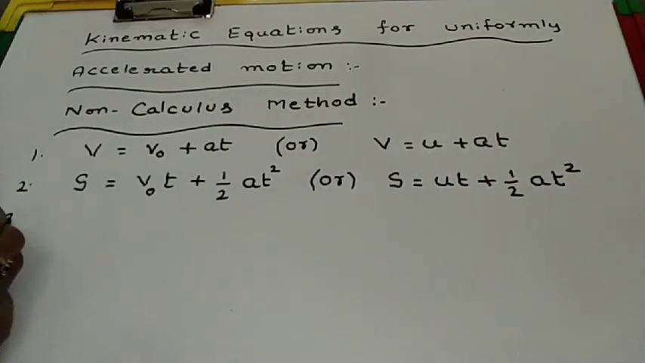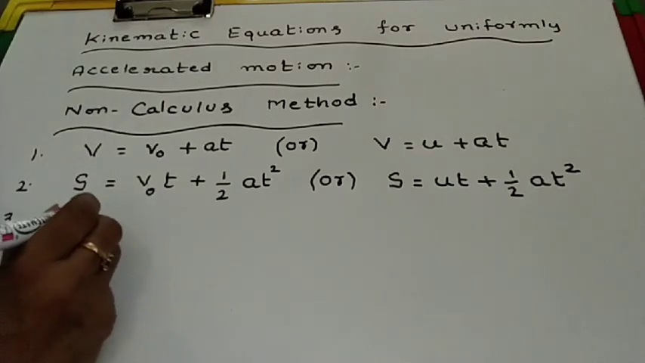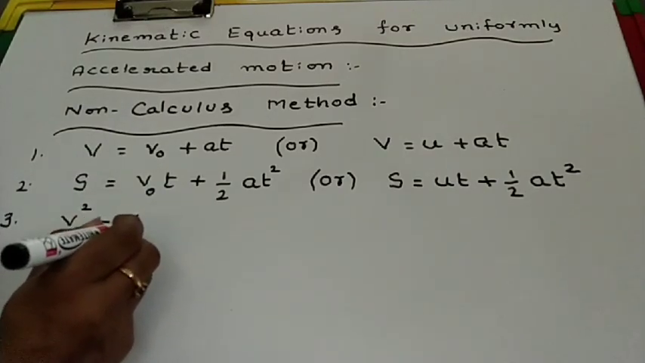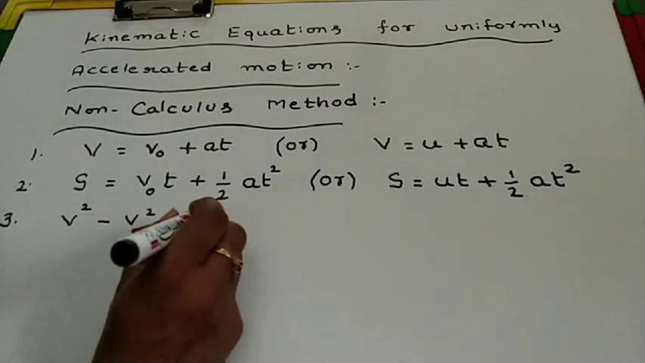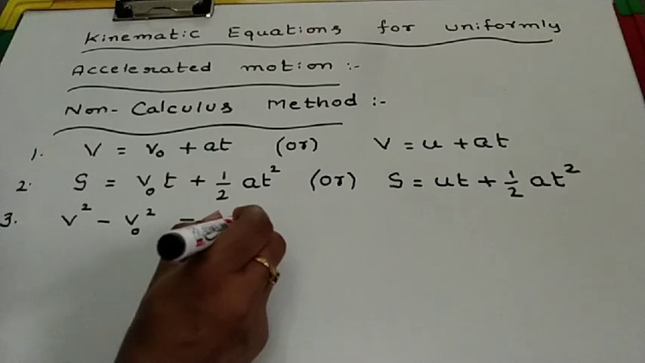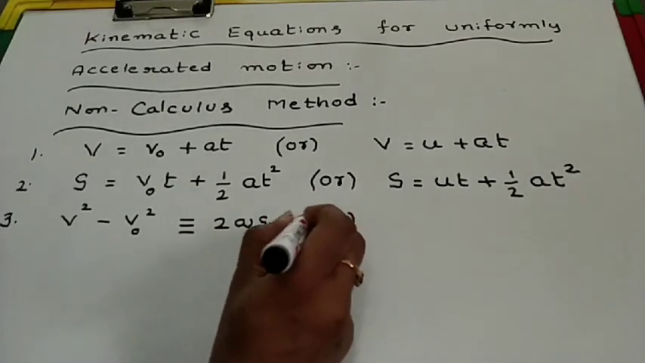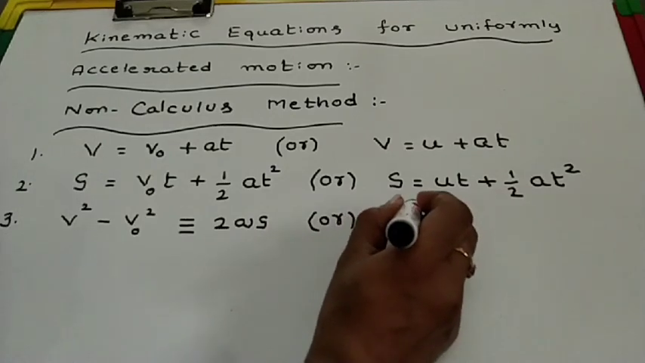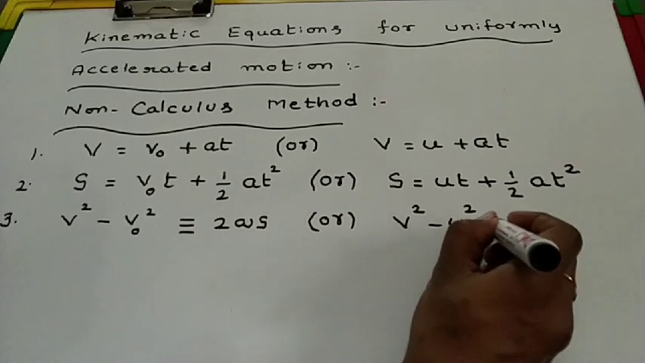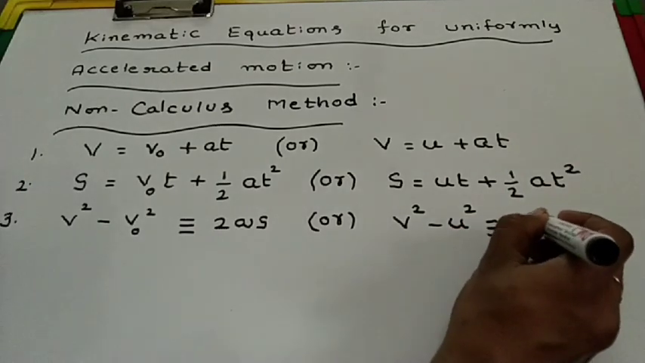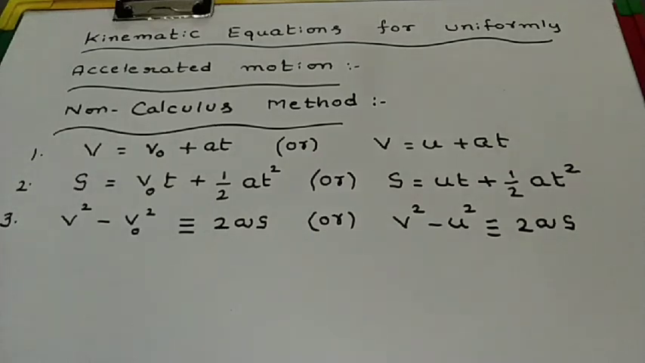Now point number 3, V square minus V naught square is equal to 2AS, or V square minus U square is equal to 2AS.